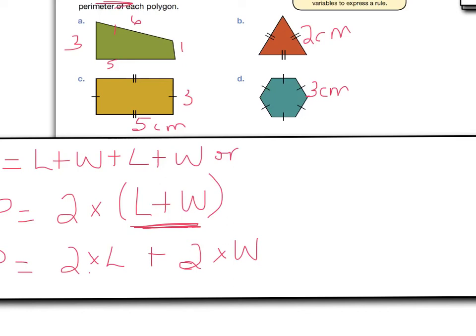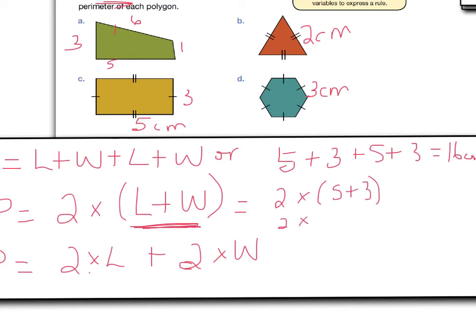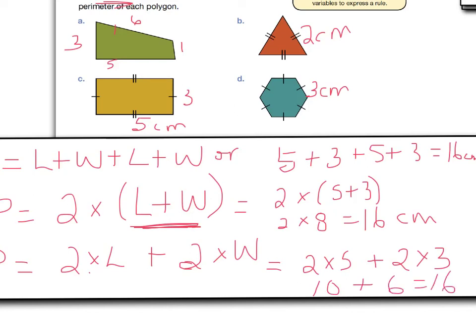So if we went length plus width plus length plus width, it would be 5 plus 3 plus 5 plus 3. 5 and 3 is 8. 8 and 8 is 16. 16 centimeters. If we went 2 times length plus width, 5 plus 3 is 8. 2 times 8 is 16, also 16 centimeters. Last way, 2 times 5 plus 2 times 3, 2 times length plus 2 times width. 2 times 5 is 10, plus 2 times 3, which is 6, still equals 16. So as you can see, any of those 3 formulas will work.